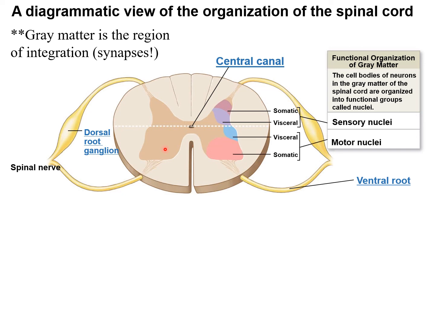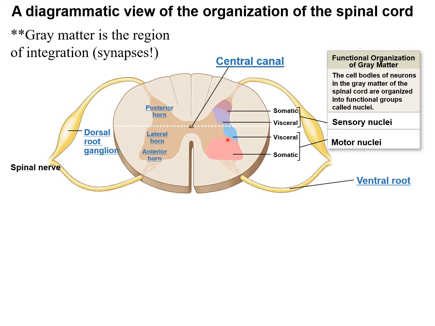On the ventral side, this is where all the synapses occur for the somatic motor decisions, right? So what our skeletal muscles are doing, and your visceral motor decisions. Okay. So again, lots and lots of organization within the gray matter. Synapses between neurons regarding certain places within the body are very much organized within this.